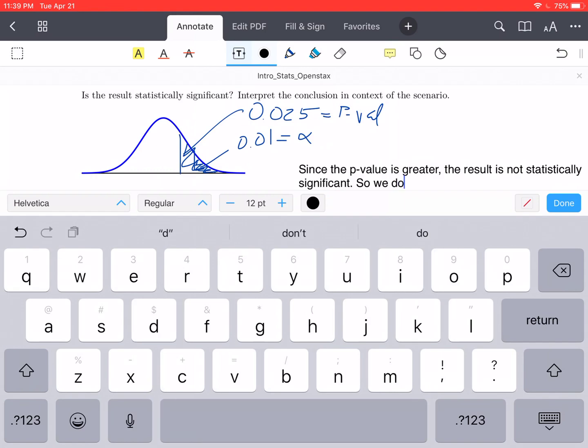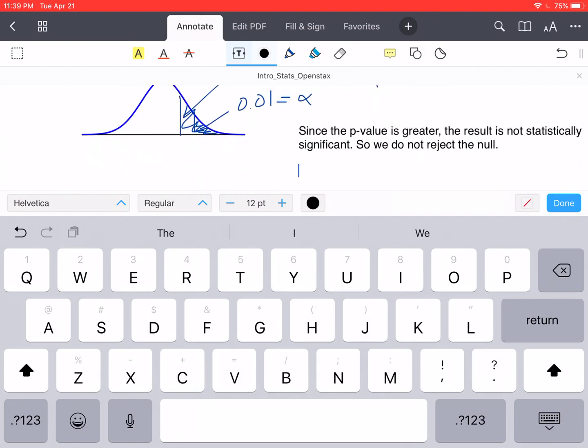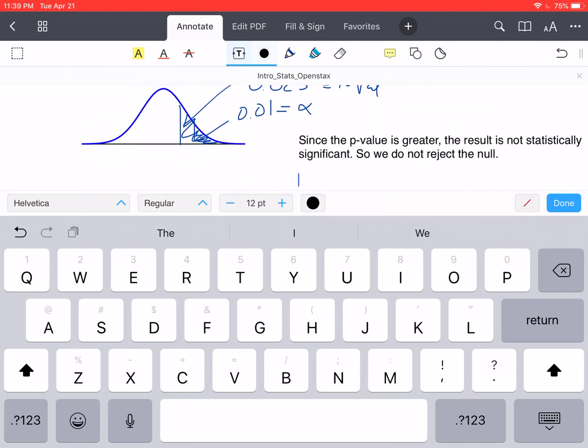So we do not reject the null. Okay. Now, when we're making our conclusions here, you have to be careful how we state this, because we're not disproving or proving anything. We're not saying, oh, well, their treatment has no effect, right? It's 50-50 and they're not going to change that. That's not what we're saying. We're just saying that there's not enough evidence from this study to make that conclusion.